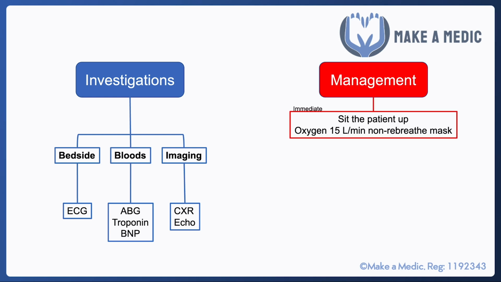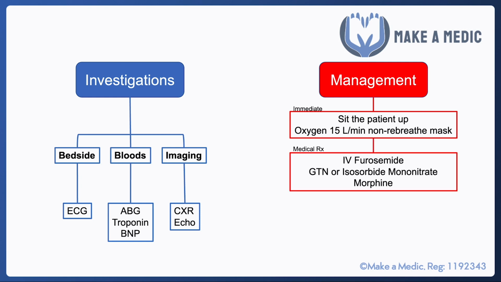In terms of the management, in acute heart failure, you need to sit the patient up straight away and give them high-flow oxygen via a non-rebreathe mask. The medical treatment mainly involves giving furosemide to try and remove some of the excess fluid from the body and lessen the strain on the heart. GTN and morphine can also help reduce the preload on the heart.